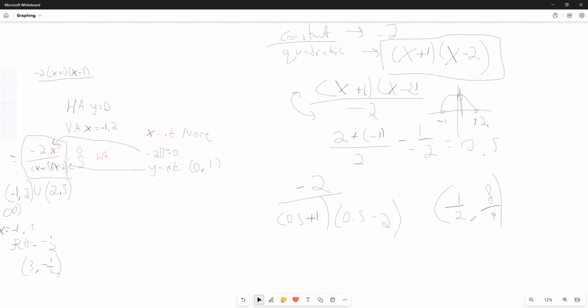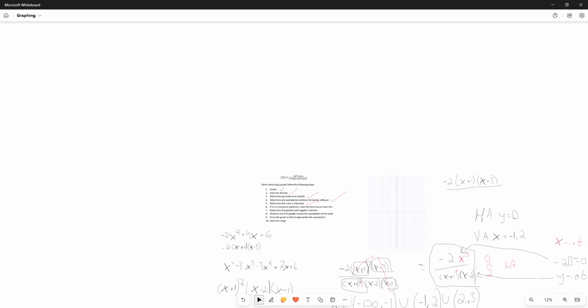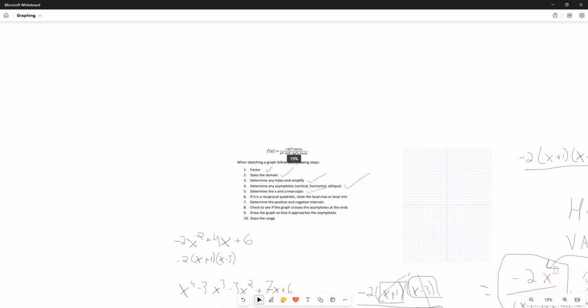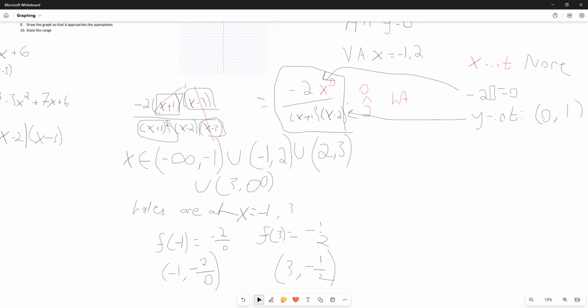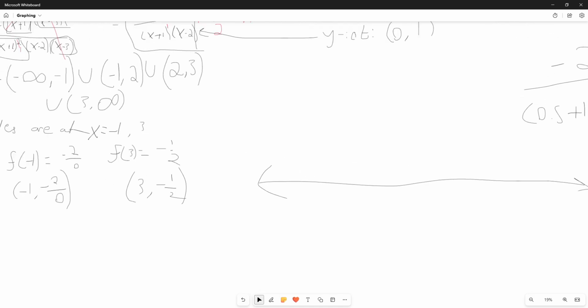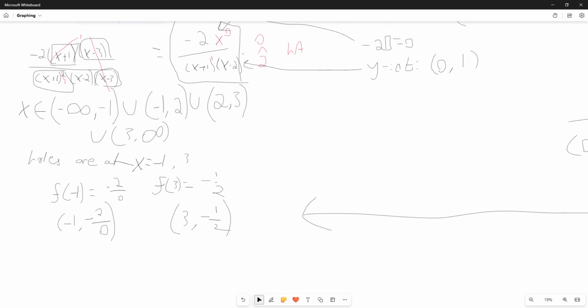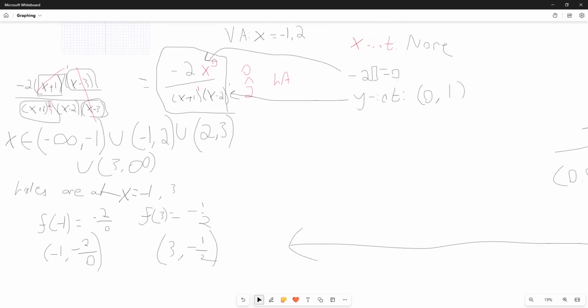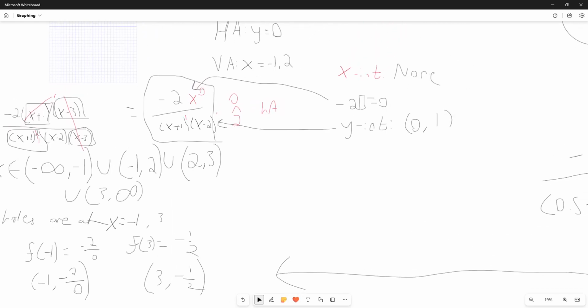Then we move on. We go back to the original one and see what happens here. Reciprocal, we can check that off. And now determine the positive and negative intervals. By this, we're going to make a chart. We make a line, and we separate the line by the x-intercepts and the vertical asymptotes. So what are the x-intercepts? We have no x-intercepts, right? We've seen here we have no x-intercepts.